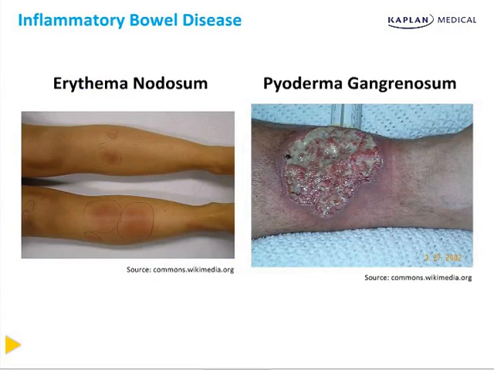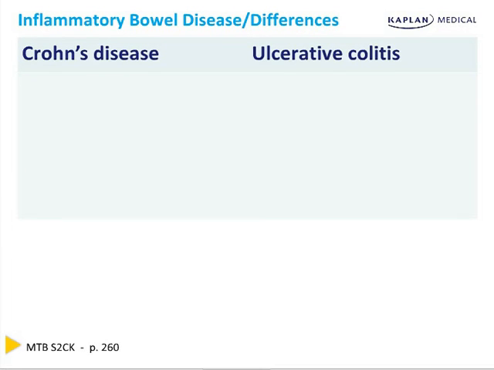The image on the left is a patient with erythema nodosum. The image on the right is a patient with chronic pyoderma gangrenosum. We've talked about the similarities of both diseases. Now let's talk about the differences. This is where you score your points.